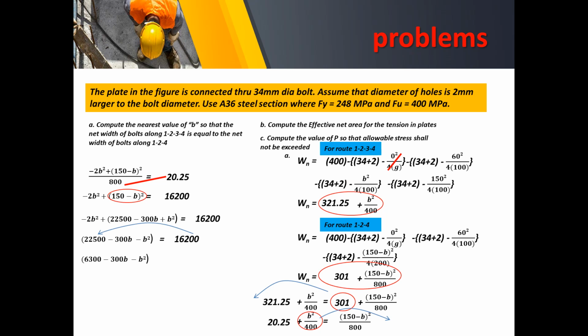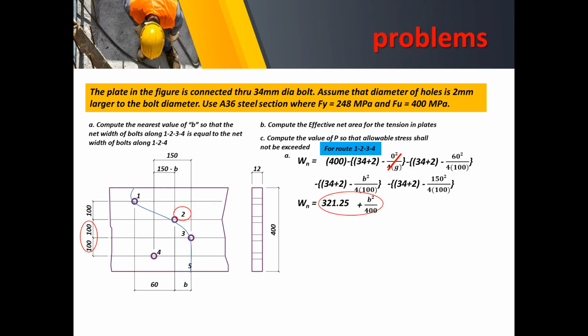Then we will have an equation equal to 6,300 minus 300b minus b squared. So this is equal to 0. So we calculate by quadratic formula, and then we can get the root of b is equal to 19.71 millimeters. So having that, we can already substitute it in here so that we can calculate the width for the route 1, 2, 3, 4. And obviously, class, that is also equal to route 1, 2, 4.